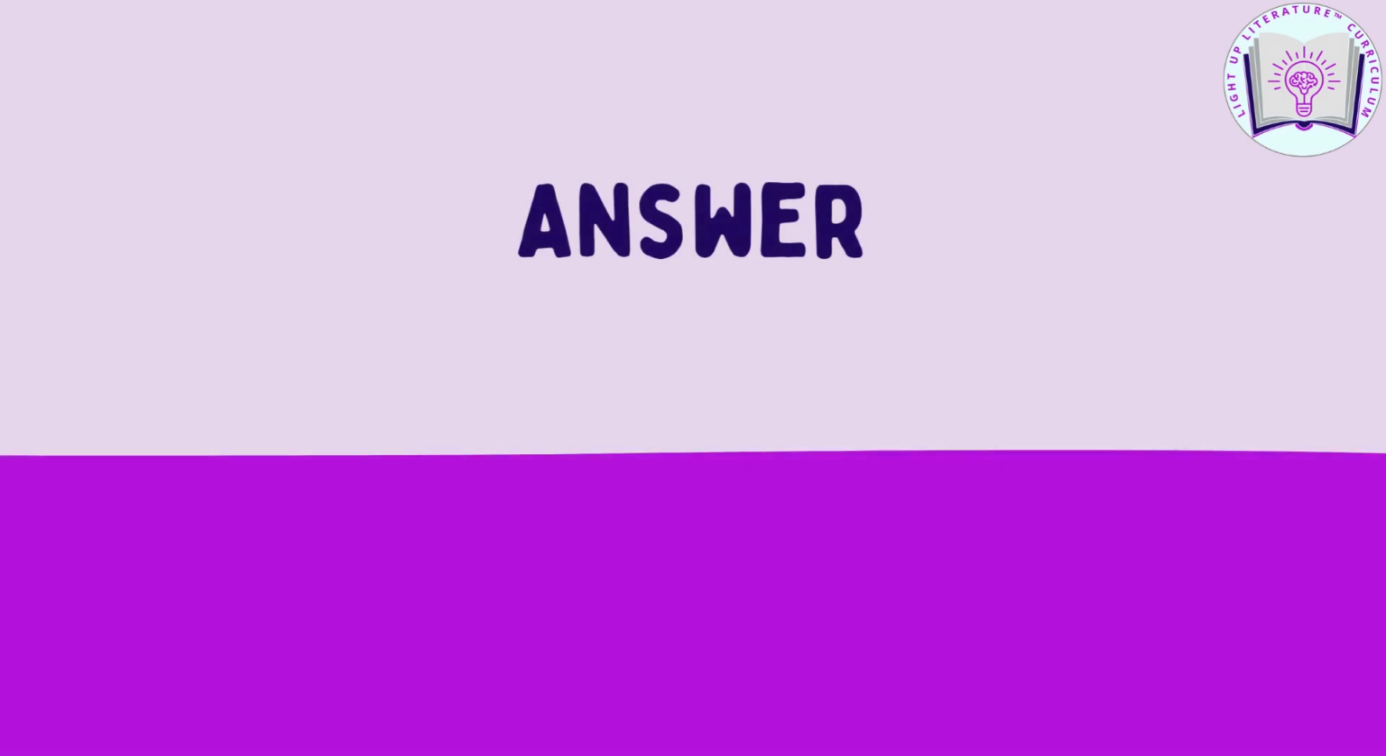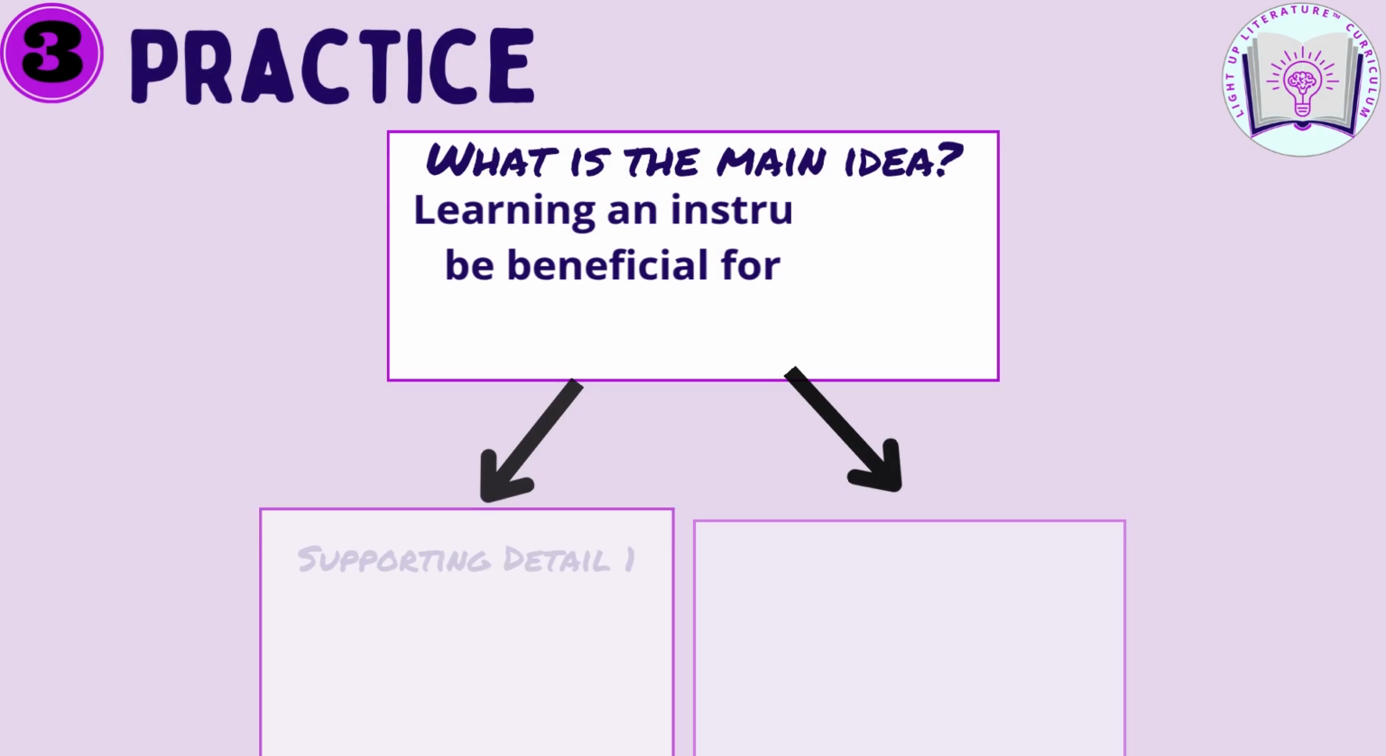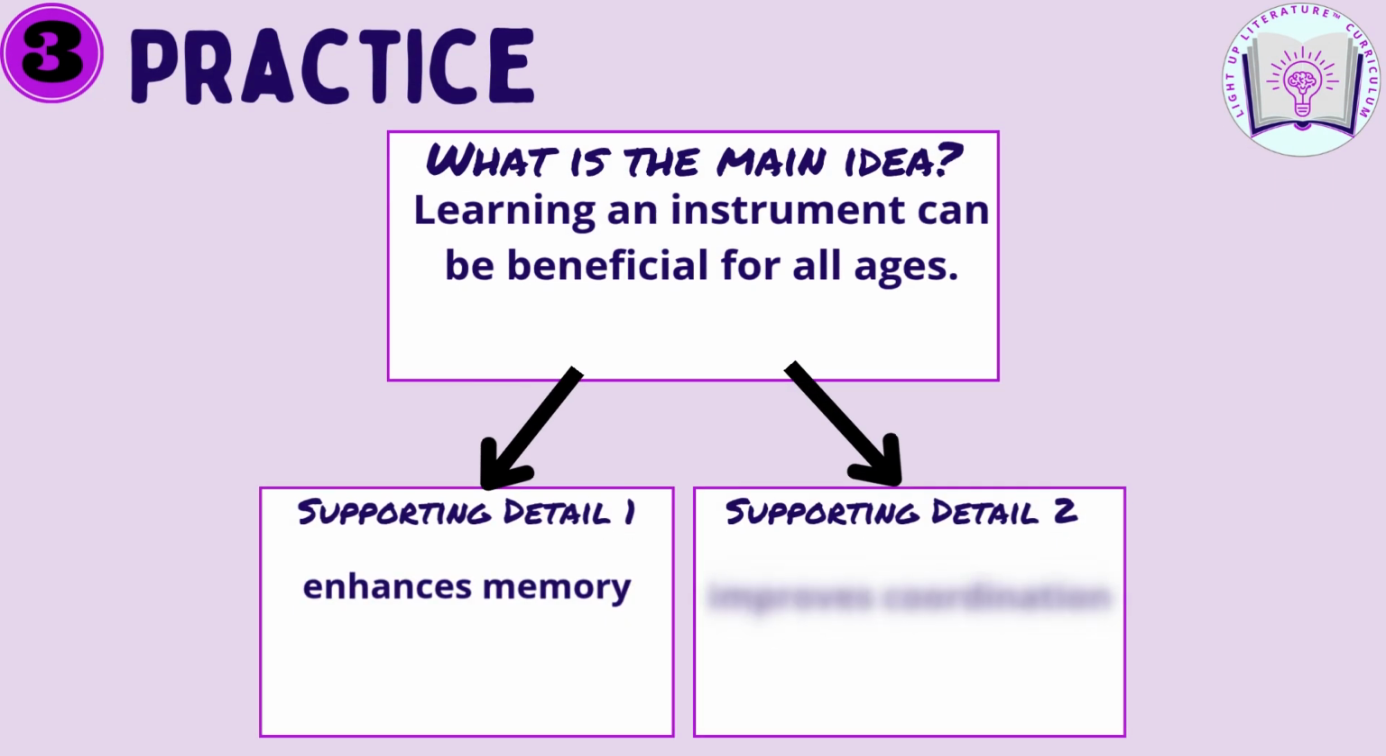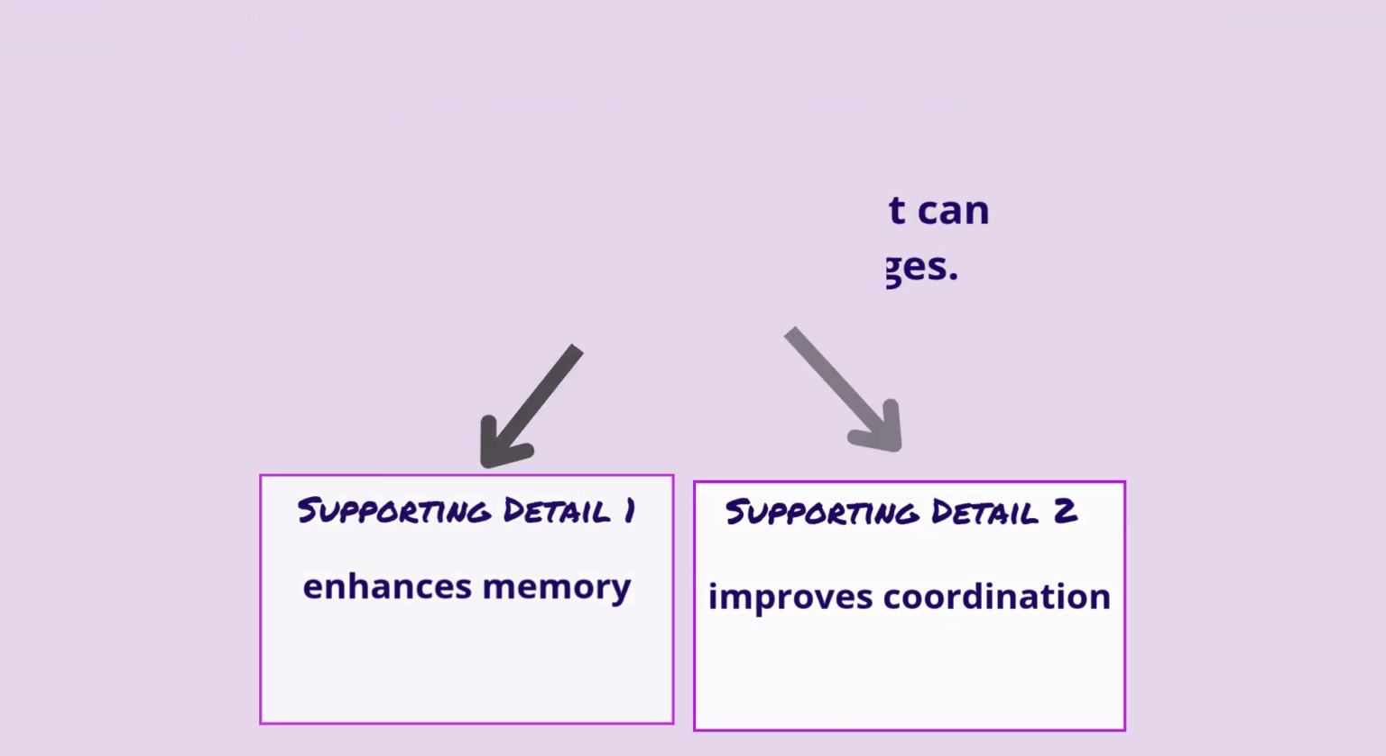What is the main idea of this passage? Then choose two supporting details. Pause here to work out the problem. Here's a strong answer. The main idea is learning an instrument can be beneficial for all ages. Supporting details include it enhances memory and it improves coordination.